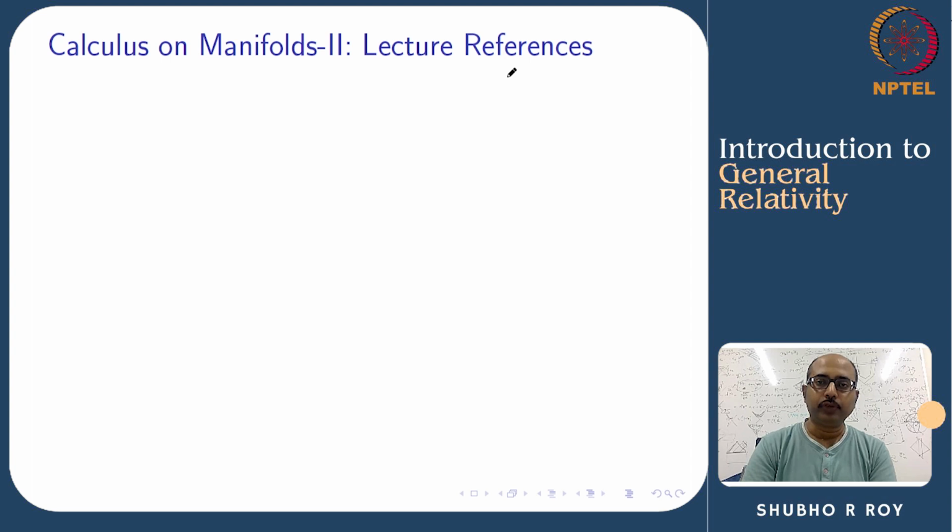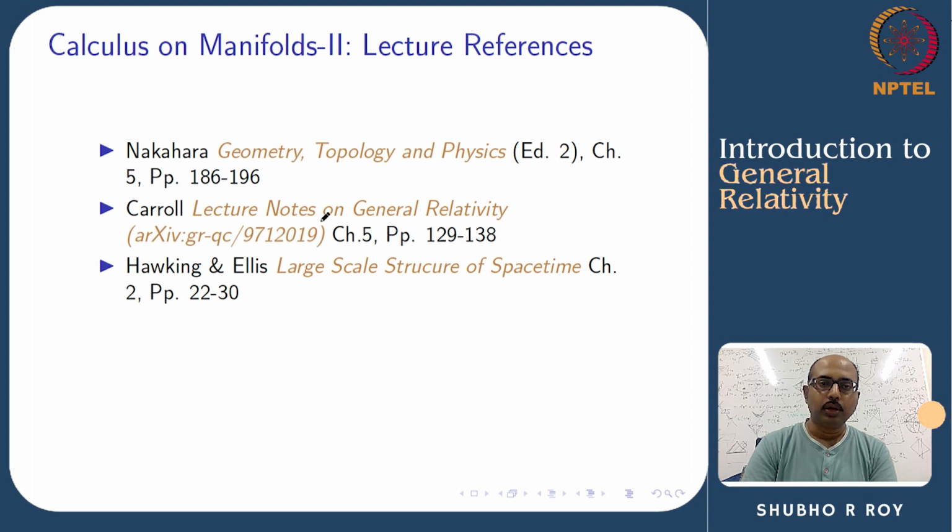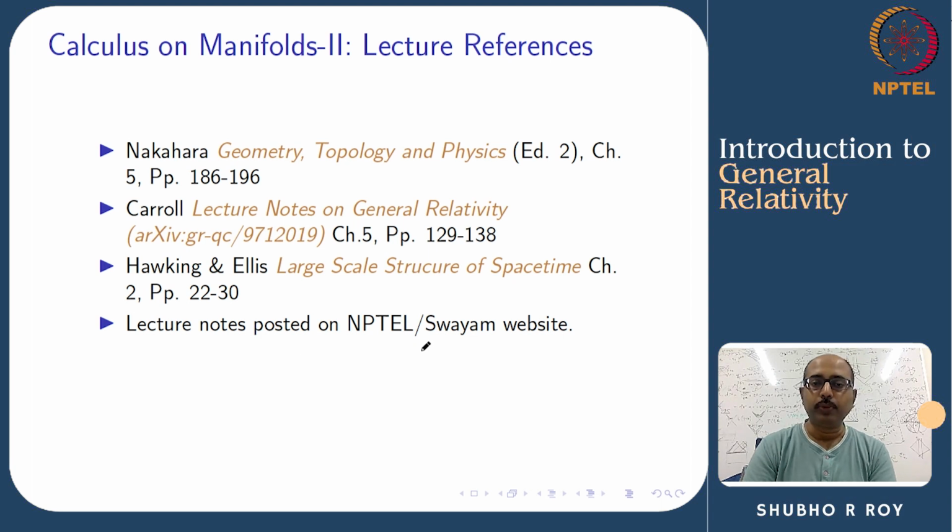All right, the main reference for today's lecture, which is called Calculus on Manifolds Part 2, is Chapter 5, following pages from Nakahara's text. I'm using the 2nd edition. Carroll's notes on general relativity, Chapter 5, these pages, and Harding's analysis textbook, Chapter 2, following pages, can also serve as alternative references for today's lecture because they cover the equivalent amount of material. As usual, the lecture notes will be posted on the NPTEL-NOC website.